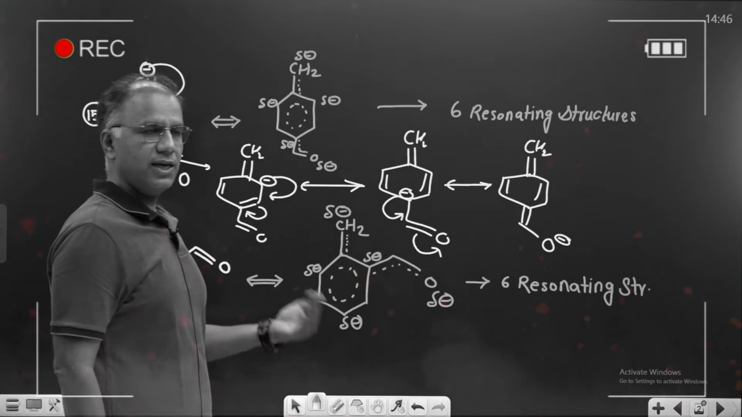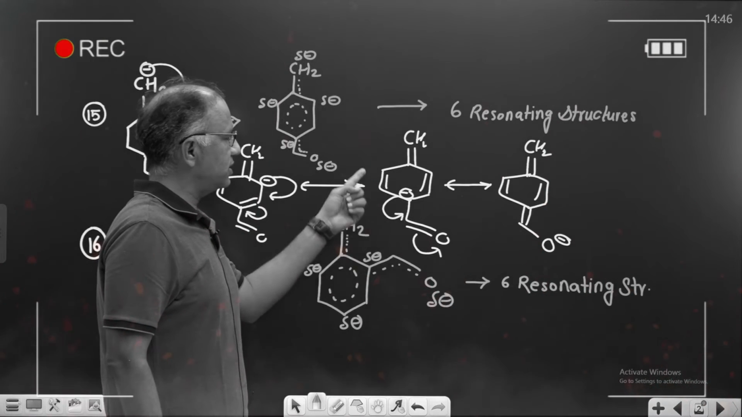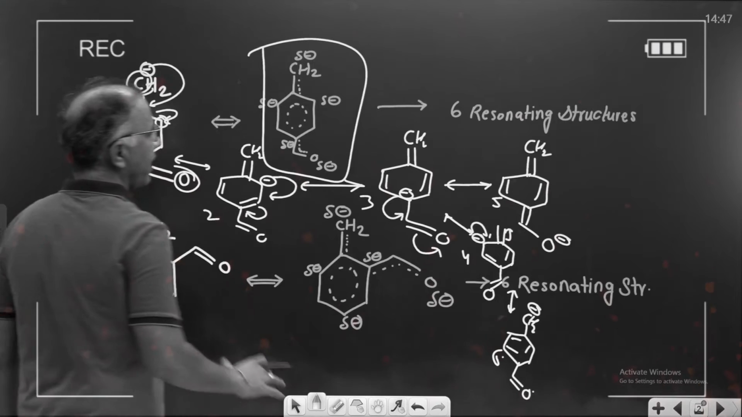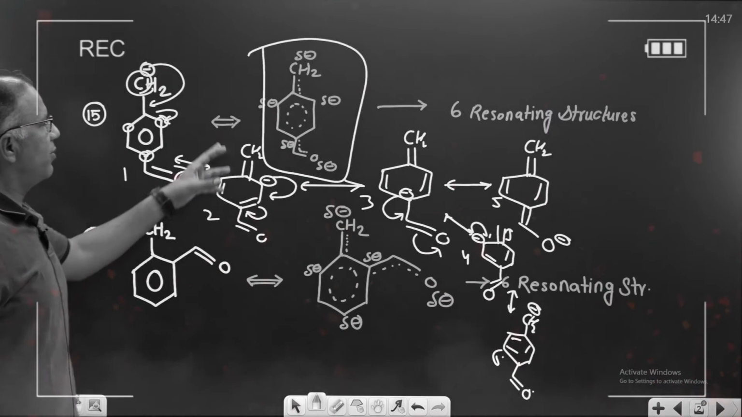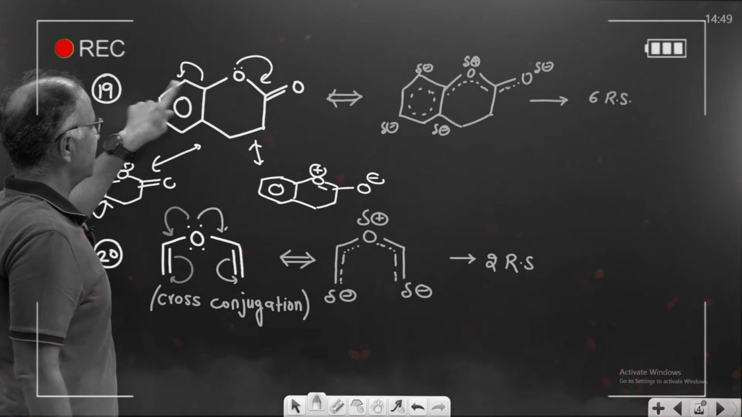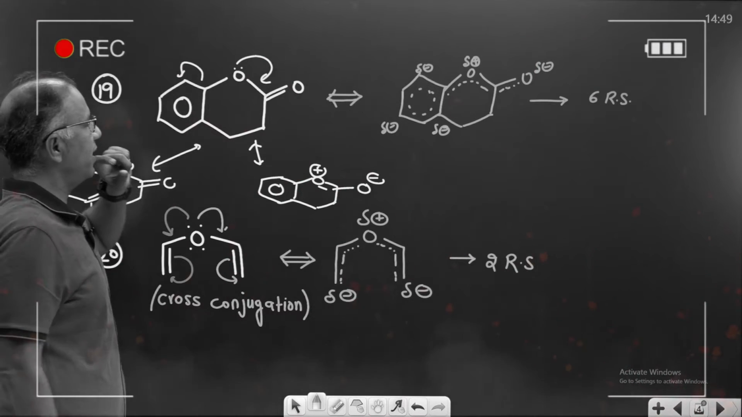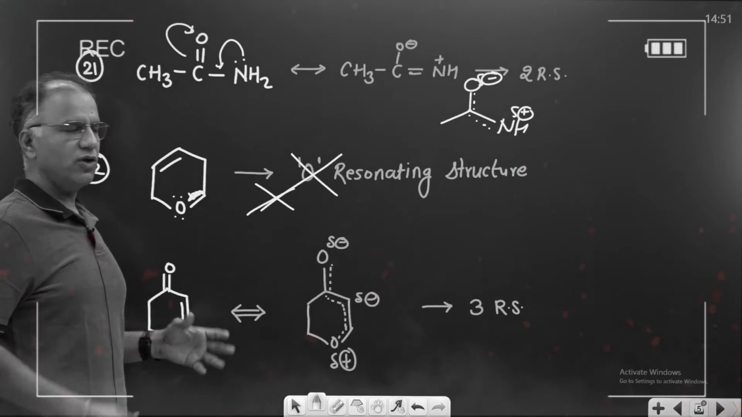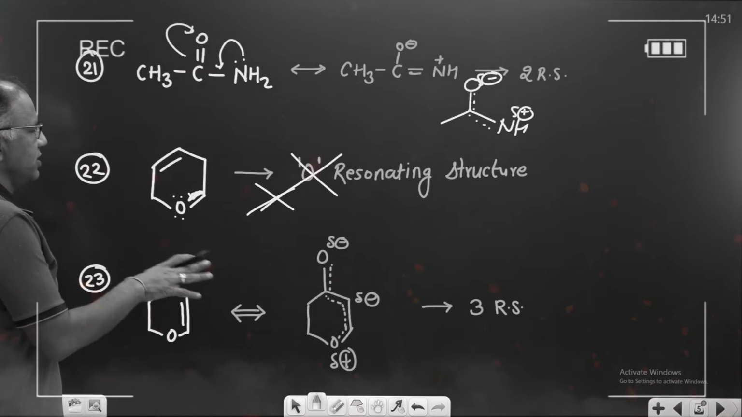And what is the other possibility? There is a cross conjugation. This is undergoing cross conjugation. Means the -1 charge is shared among these 4 carbon and 1 oxygen. If lone pair undergoing, in this RS we can change position of pi bond. 2 RS will be there. If the resonance takes place, in case of no resonance, we will simply write resonance is not possible.